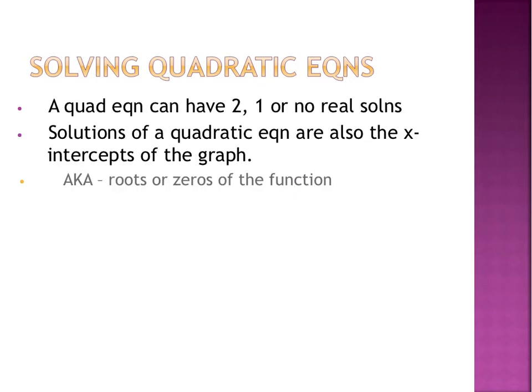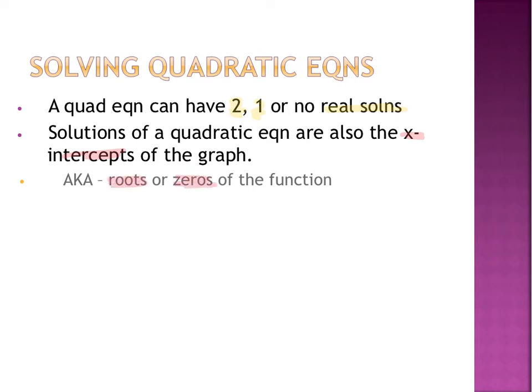to a constant. So with quadratic equations, we can actually have either 2, 1, or no real solutions. You will get to the point in your math careers where you're going to talk about imaginary solutions, but for right now, in this class, we're only worried about the real solutions. Solutions of a quadratic equation are also called the x-intercepts of the graph. Now, your x-intercepts can also be called roots or zeros.